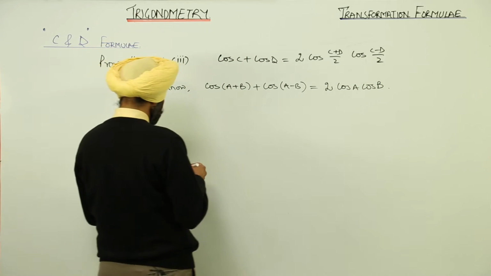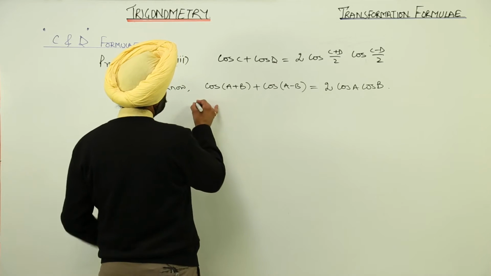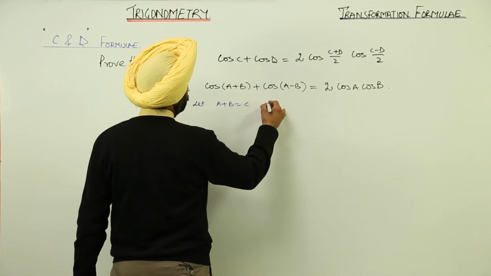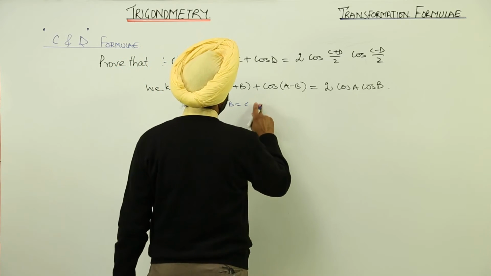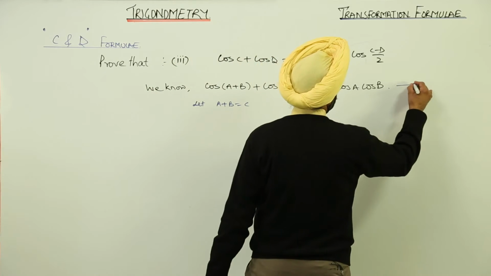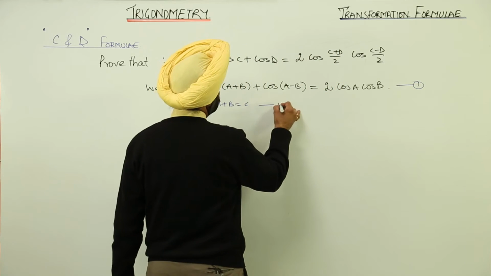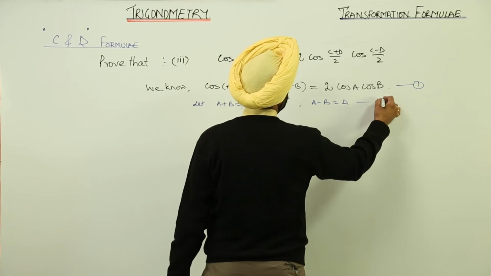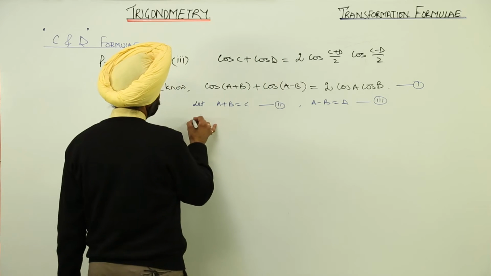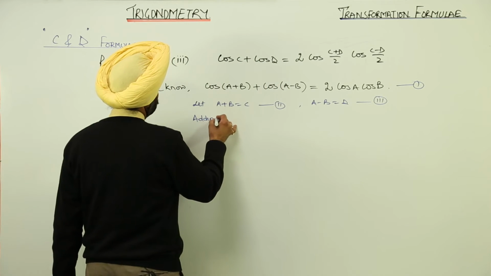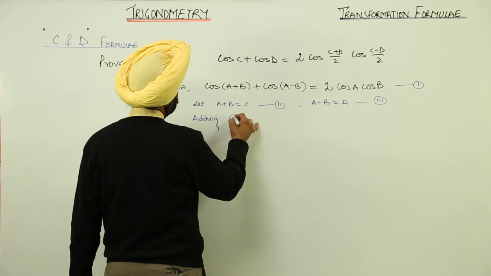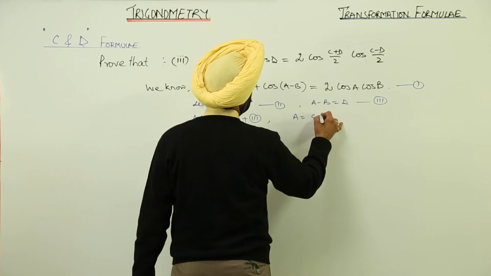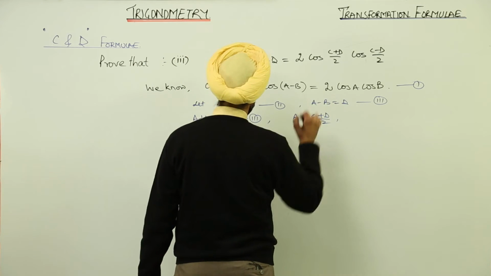Again following the same procedure. Now let A plus B is equal to C. Let this be 1, this be 2, and A minus B is equal to D. Third one. Now adding, A is equal to C plus D upon 2.